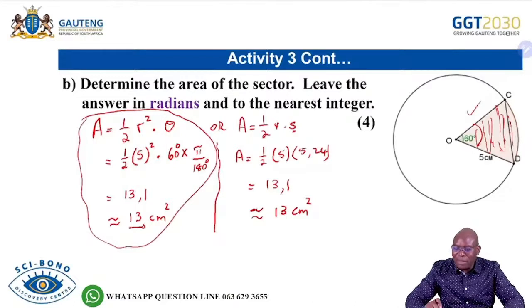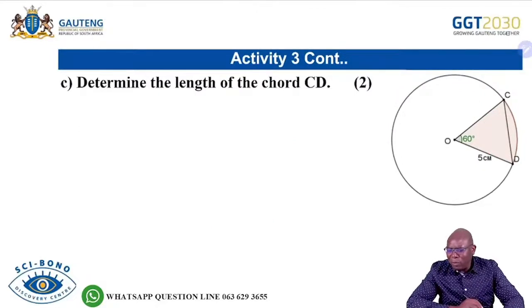Okay. C states: determine the length of the chord CD. The length of the chord. Remember, I had a formula for the length of the chord, but that formula needs me to have the diameter, which I can get by using the radius, and needs me to get the height, which I cannot get here. But let me make a plan. Remember, I said here it's going to be 5 centimeters. This line and that line are equal.